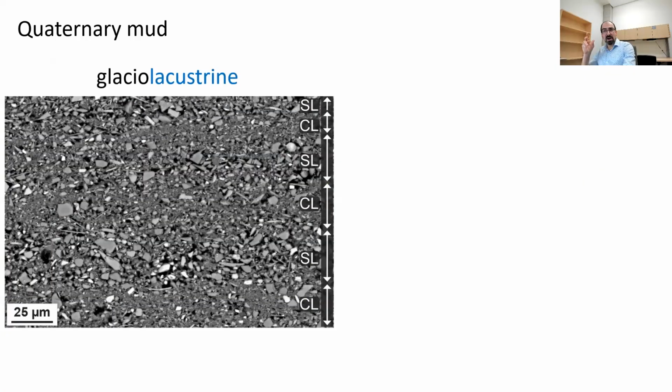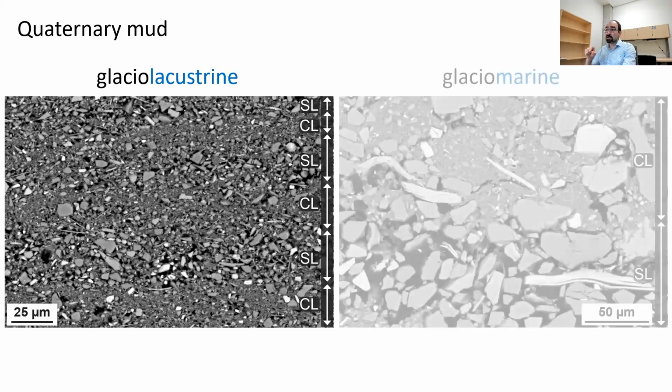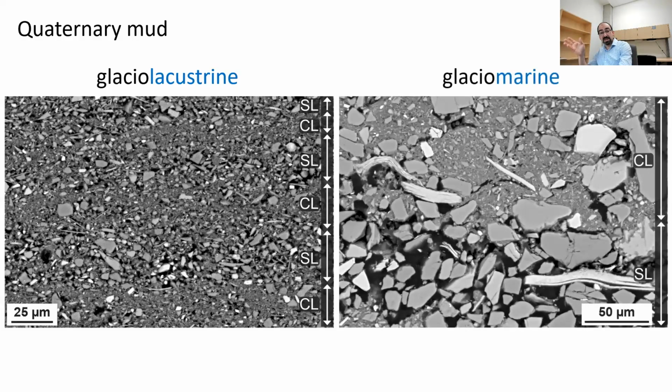The lowermost part of the Lake Candona succession is glacial lacustrine. Here's glacial lacustrine mud, the same intercalation where you have silt-rich layers that are sharply overlain by clay-rich layers. We also see this in the glacial marine part of the succession, meaning that basin fluid chemistry, whether freshwater or saltwater, serves no control on the presence or occurrence of planar lamination.